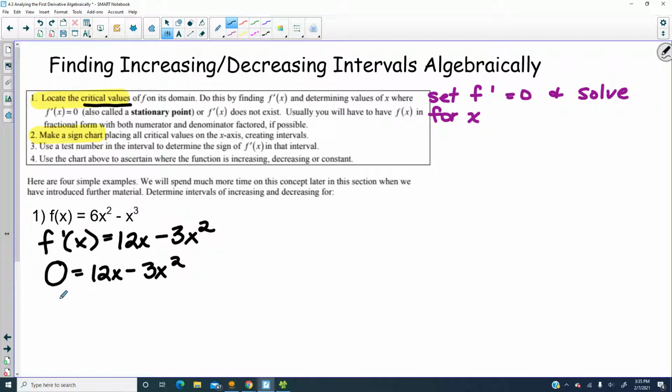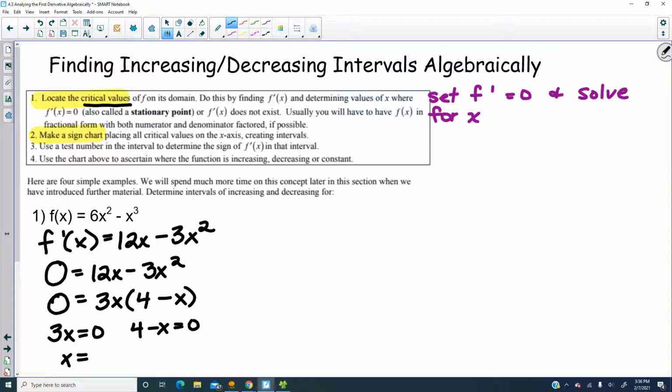Right, and then I'm going to solve for x. So looks like I'm going to try to factor. There's a greatest common factor of 3x that I can factor out. That would leave me with 4 minus x. And then I can set each factor equal to 0. So that gives me two numbers, x equals 0 and x equals 4. So those are my critical numbers.